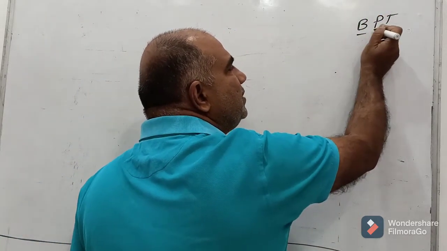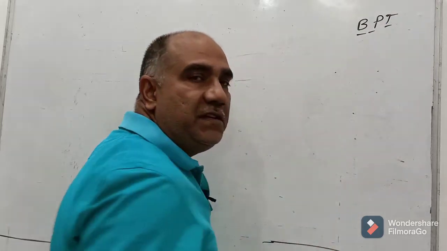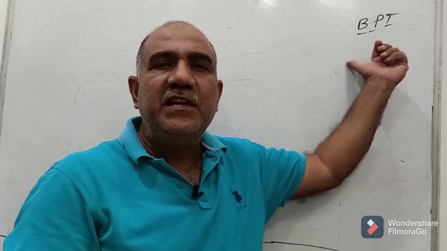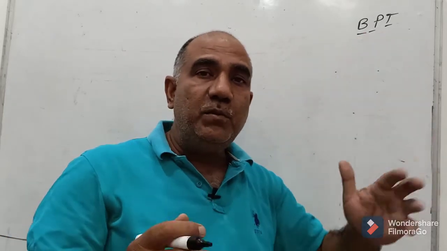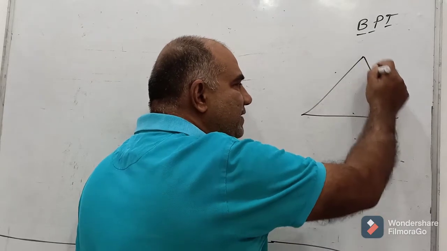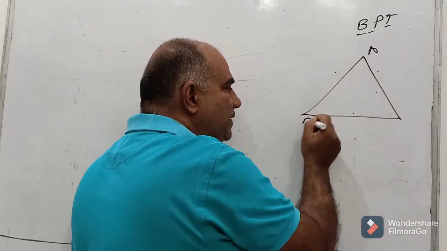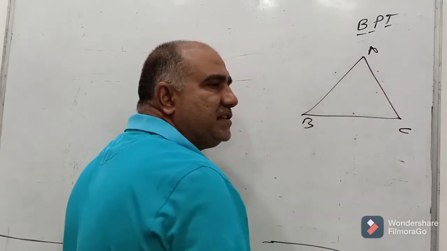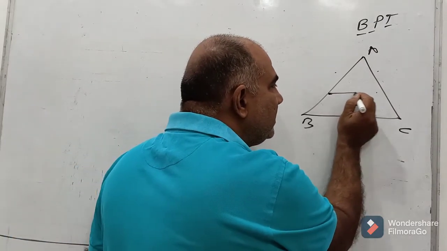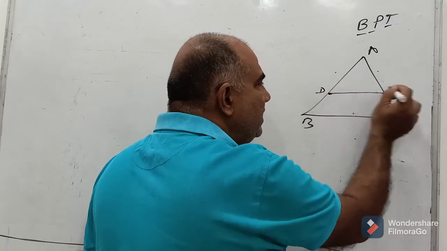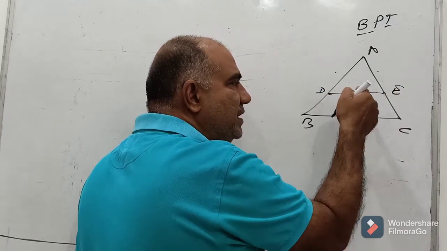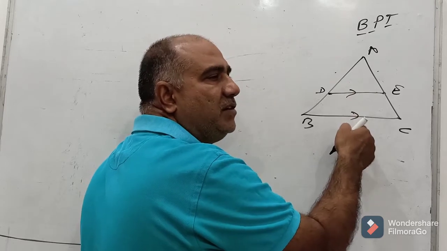See, basic proportionality theorem. Spelling and all you can see in the book. BPT, basic proportionality theorem. Another name is Thales theorem. And the statement of theorem goes like this: that if you have a triangle, say ABC is the triangle ABC. Here AB, BC, and AC are the sides. In a triangle ABC, if there is a line, say DE, which is parallel to one of its side. DE is line, BC is side of triangle ABC.